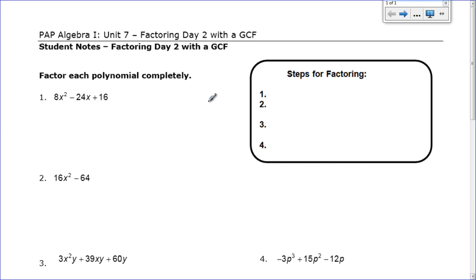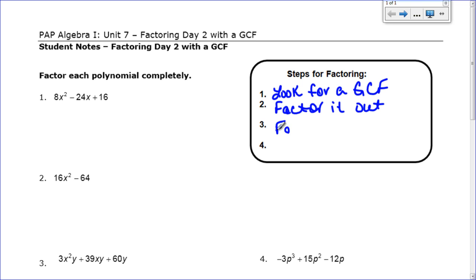Today we're going to be factoring things that have a GCF. And so there are going to be steps that we're going to take for factoring. And the very first step, the number one step anytime you factor, not just today but any day, is to look for a GCF. And if there is one, factor it out. And then after you take it out, factor the remaining polynomial if it's possible.